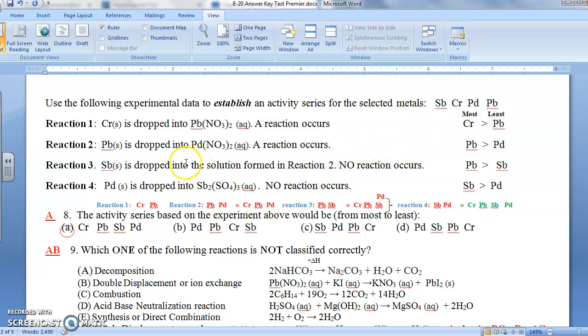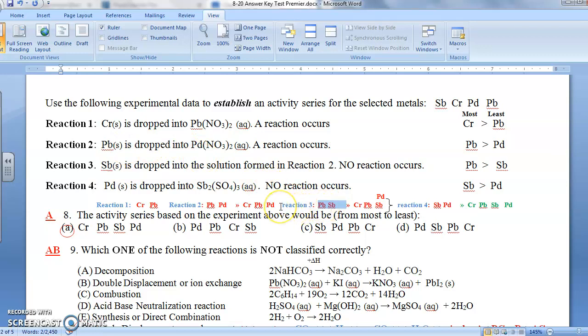In reaction 3, antimony is dropped into a solution of reaction 2. Well, what solution did we make in reaction 2? The solution started out with palladium floating around in it, and when the reaction was over, lead replaced the palladium. So the solution now has lead in it. They dropped antimony in it. No reaction occurred. What we learned there in reaction 3 is that lead is more active than antimony. Sb was dropped in, nothing happened, so Sb cannot replace Pb. Pb is more active than antimony.